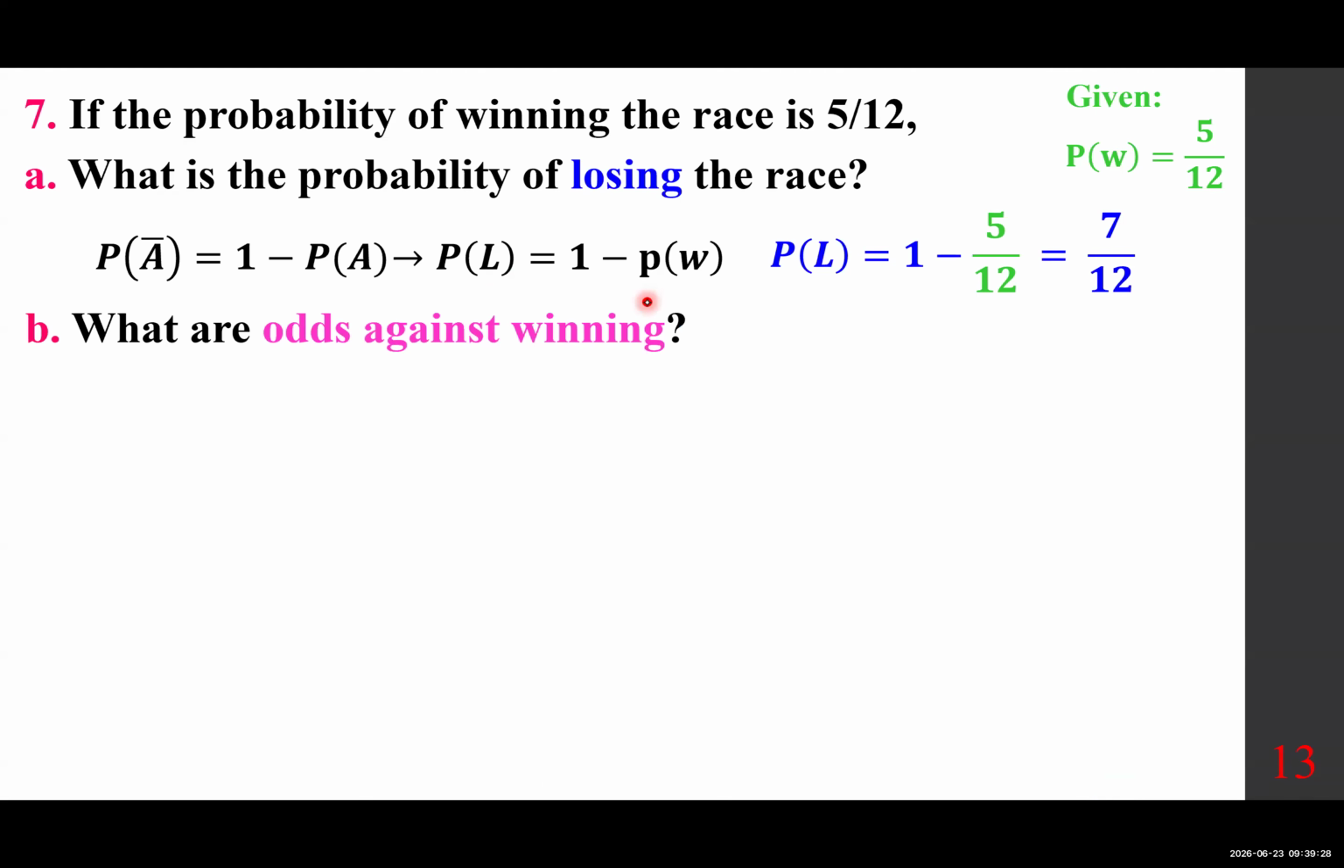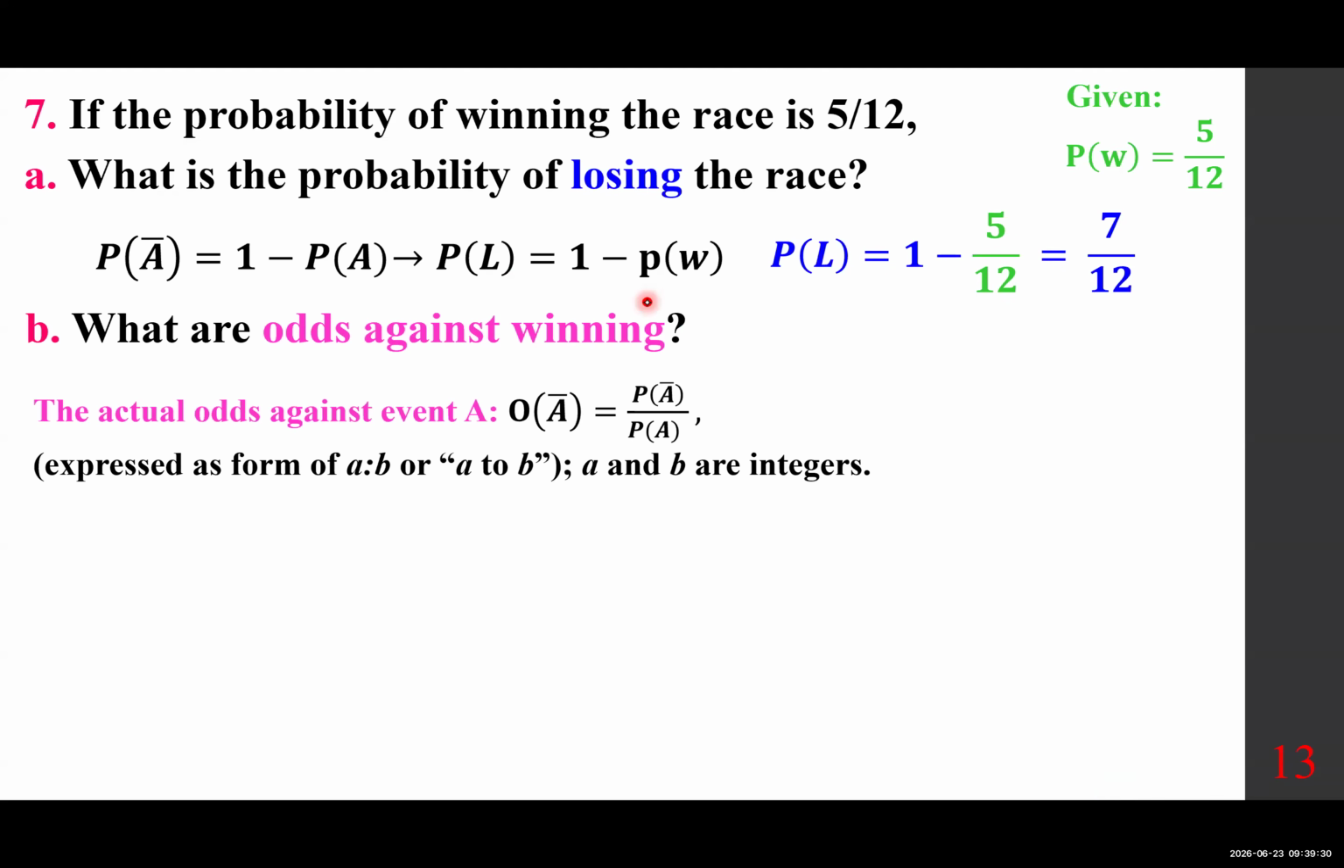What are the odds against winning? Here's the definition. The actual odds against event A, O of A complement, because it's against it, is the probability of A complement over the probability of A, expressed in the form A to B, where A and B are integers. So odds against winning means odds for losing. That means the probability of losing over the probability of winning. 7 over 12 divided by 5 over 12, a complex fraction, is 7 to 5.